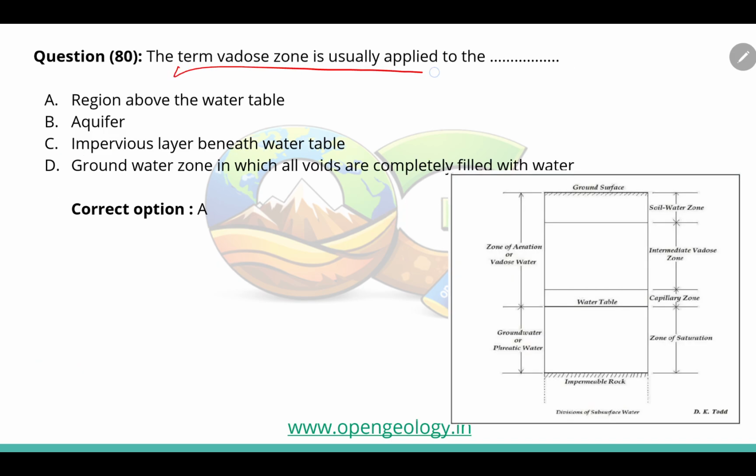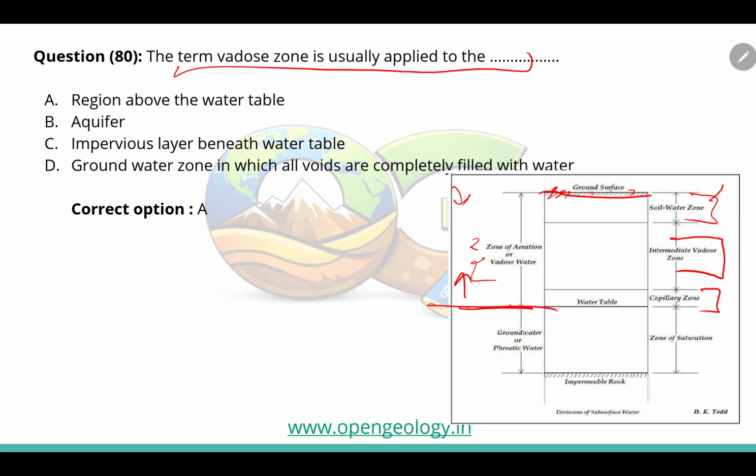Now the last question is, the term Vadose zone is usually applied to the... It is related to the vertical distribution of groundwater. From the ground surface there is a line above which there is water as well as air present. We call that a zone of aeration or the Vadose zone. In the uppermost part we have the soil water zone, in between the intermediate Vadose zone, and the lowermost part the capillary zone.